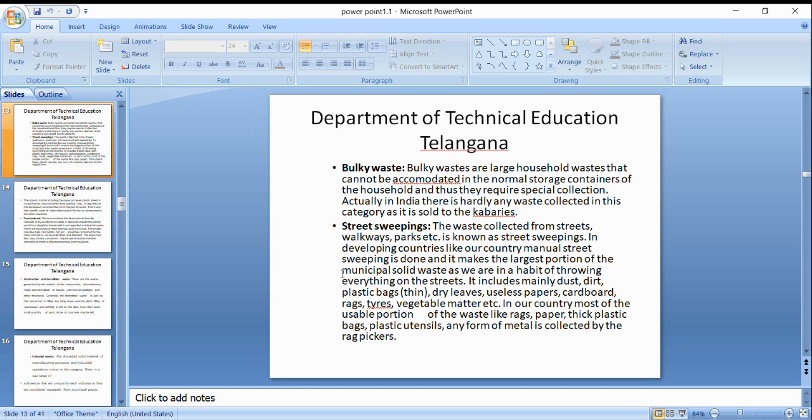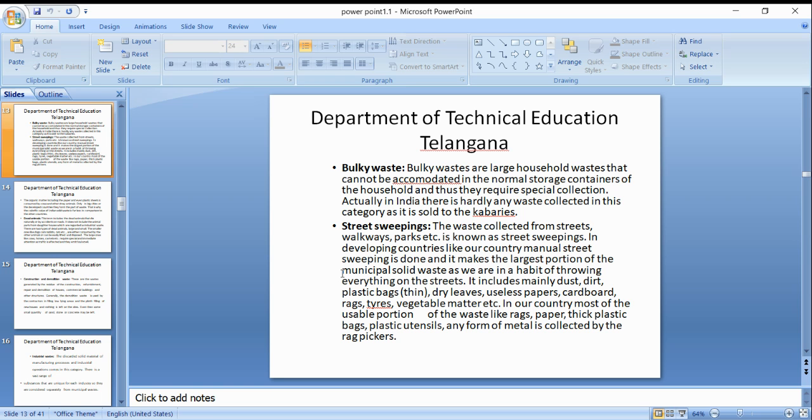So bulky waste. Bulky waste is large household waste that cannot be accommodated in the normal storage containers. Bulky waste is nothing but, say, four or five families living together. The large waste that results should be stored in containers of the household, and thus requires special collection. Actually, in India hardly any waste is collected in this category, as it's sold to the kaberas. The waste which was collected in India will be sold.